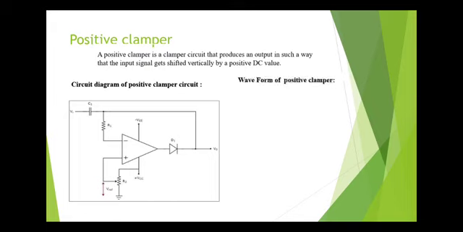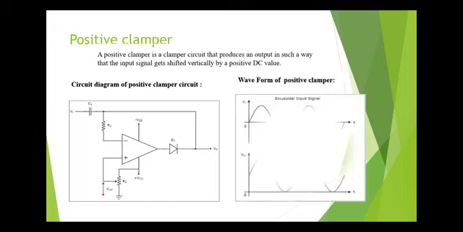Waveform of a positive clamper. These two waves are the input waveform and its corresponding output waveform of a positive clamper. From this, you can observe that the positive clamper shifts the applied input waveform vertically upward at the output. The amount of shift will depend on the value of DC reference voltage.